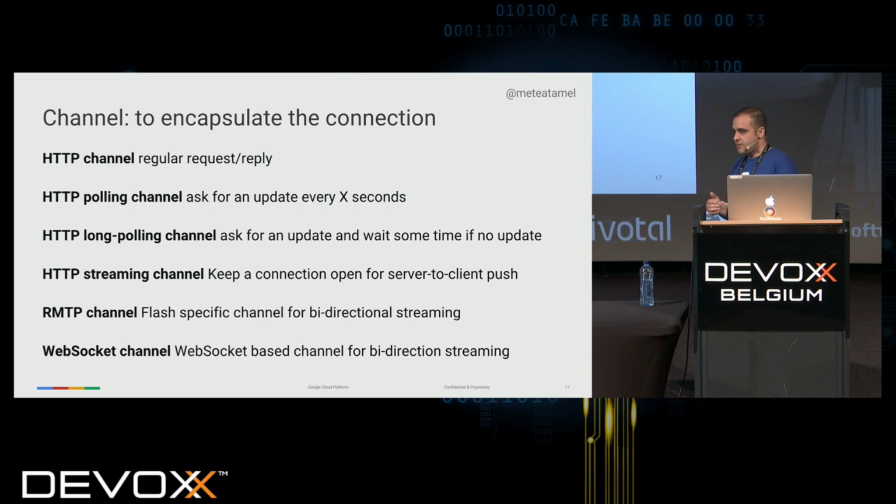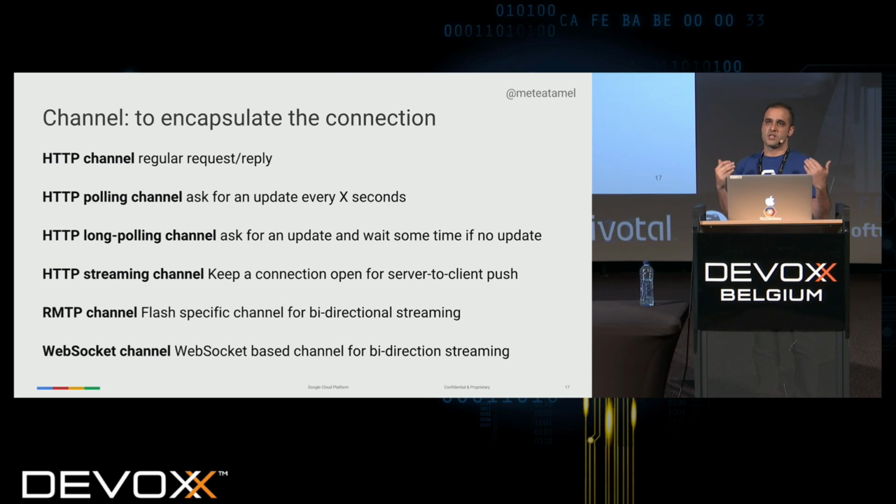We created HTTP streaming, which is a server-to-client connection. The client makes a connection, and the response is kept open for the server to push messages. It works in some cases, but in some cases, like load balancers, they don't like it. But for customers who could use it, we implemented that. We used RTMP.